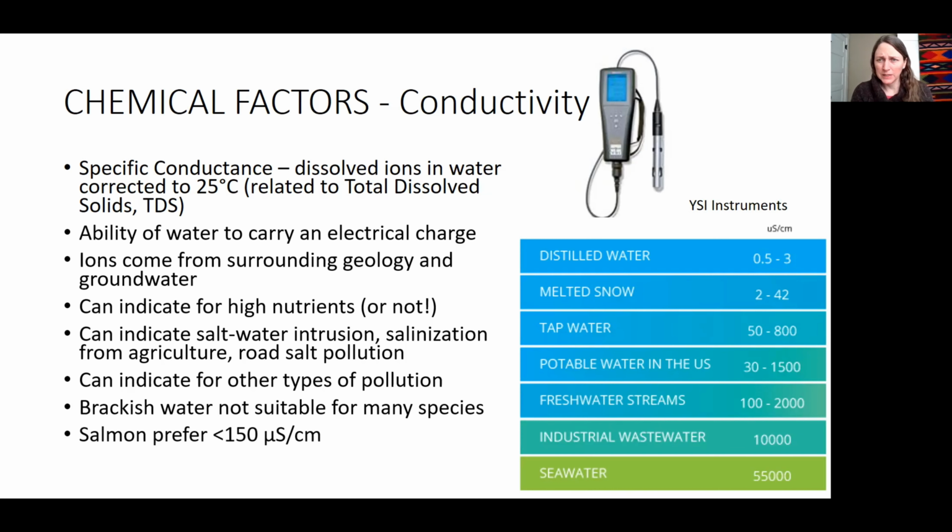And you can see tap water. Sometimes tap water can be up to 800 on this nice graph on the side. Distilled water is very low, and that's because all of the ions have been removed from distilled water. And seawater values are really high, 55,000.